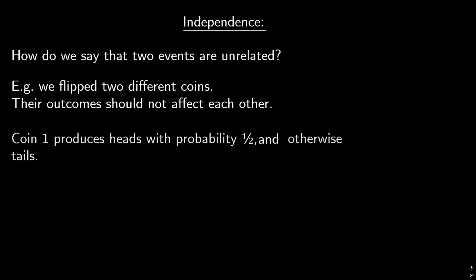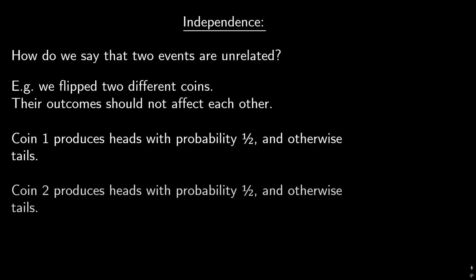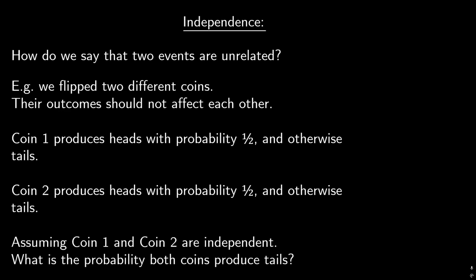Okay, so for example, let's just say that I had two different coins. Let's say that they are independent. I'm going to assume that they're independent. Let's say that coin 1 produces heads with probability half and otherwise produces tails. Let's say that coin 2 produces heads with probability half and otherwise produces tails. Now we're going to assume that coin 1 and coin 2 are independent. What is the probability that both coins produce tails?